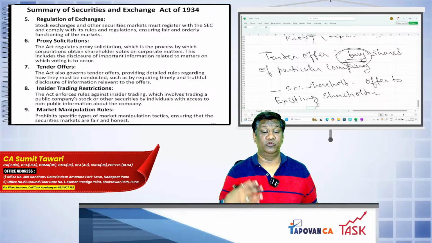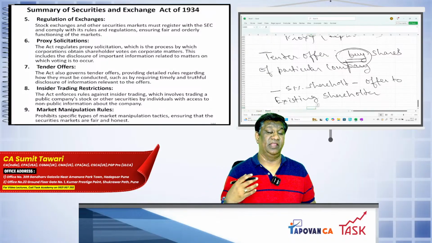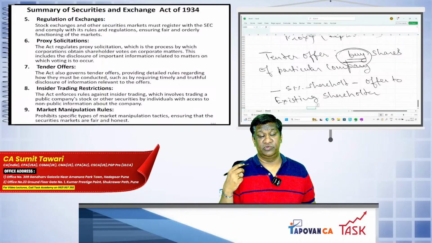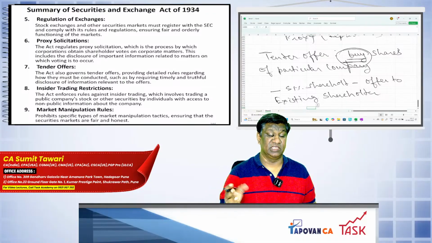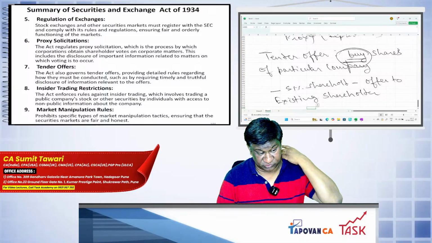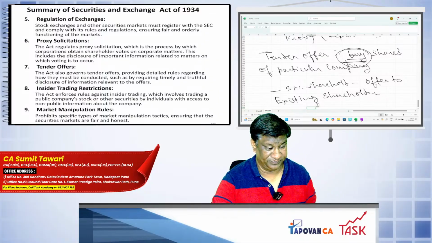If I want to buy the shares of a particular company, instead of approaching individual shareholders, I float a tender. If anyone wants to sell their shares, they can approach me and sell the shares at the given price. So that is basically the tender offer.